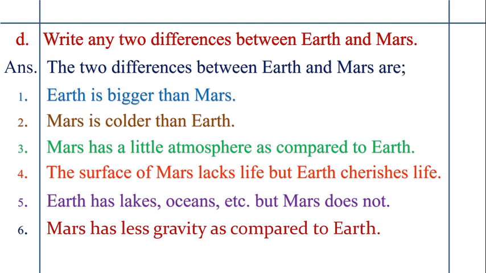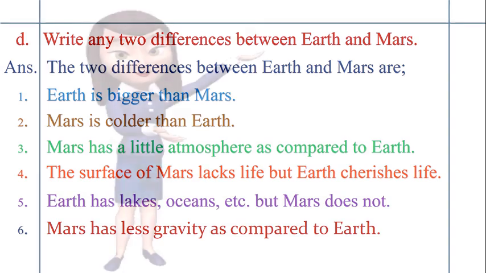The Earth is bigger than Mars. Mars is colder than Earth. Mars has little atmosphere compared to Earth. Surface of Mars lacks life, but Earth cherishes it, right? Earth has lakes, oceans, etc., but Mars does not. Mars has less gravity compared to Earth. So these are the 6 differences, but I have written 2 in your answer because it was mentioned in the question, right?